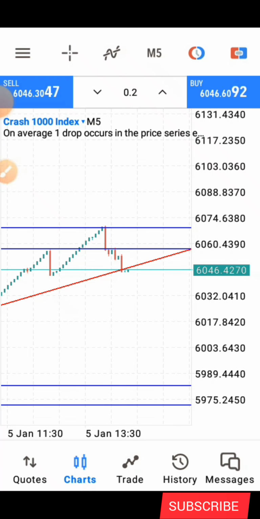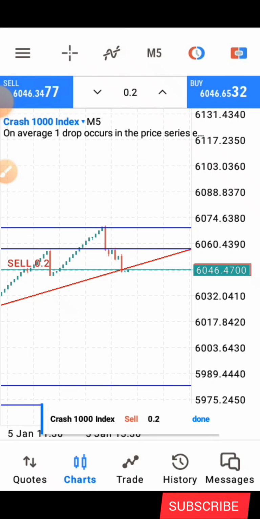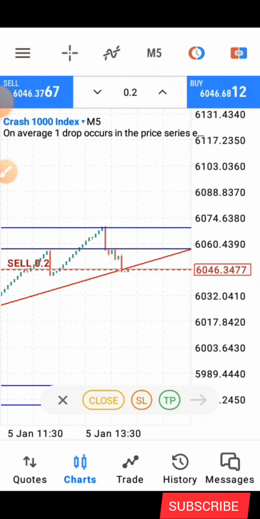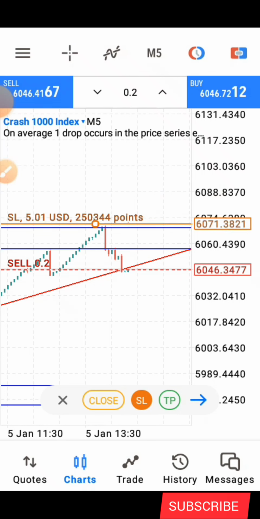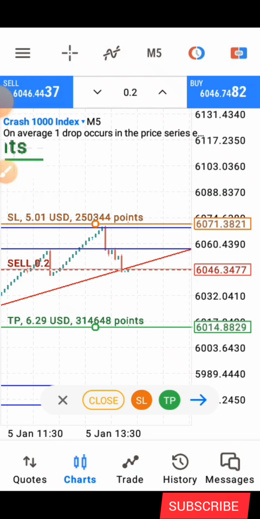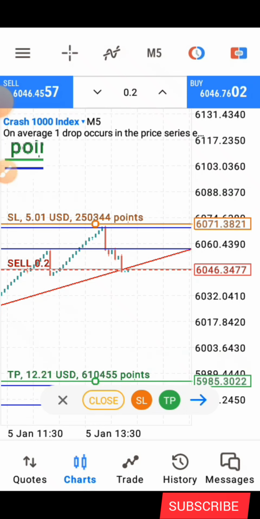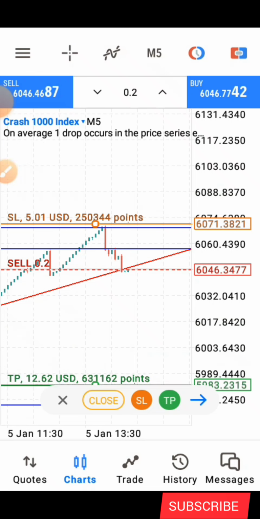If you are to take this entry now, the loss is not going to be much. All right, let me just take a sell now so that you see. I will check the loss so that you see how small it's going to be. So this is a $5 stop loss, and if you are to take a TP, your TP is going to be like $12. You can see the risk to reward ratio, right? If you are losing, you are going to be losing like $5, and if you are making profit, you are going to be making like $12.